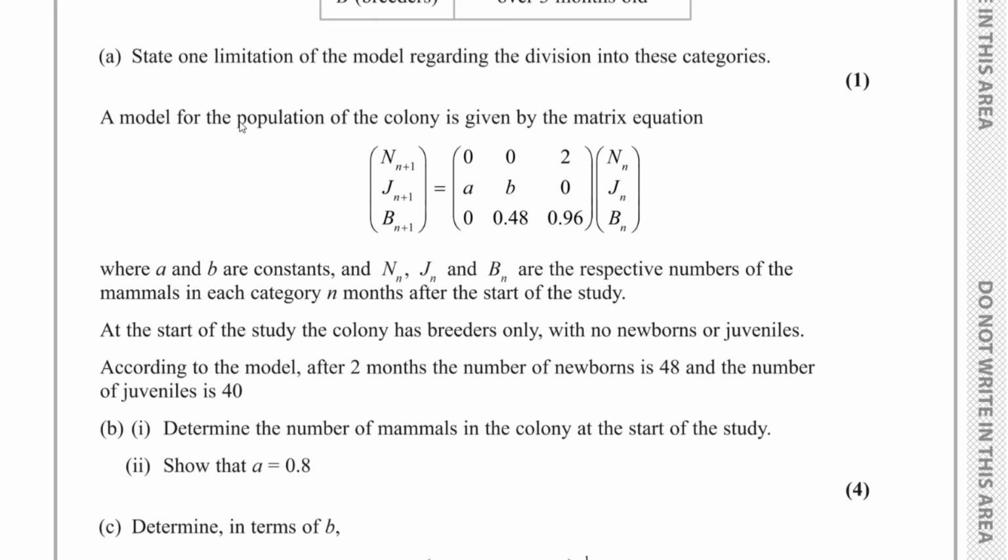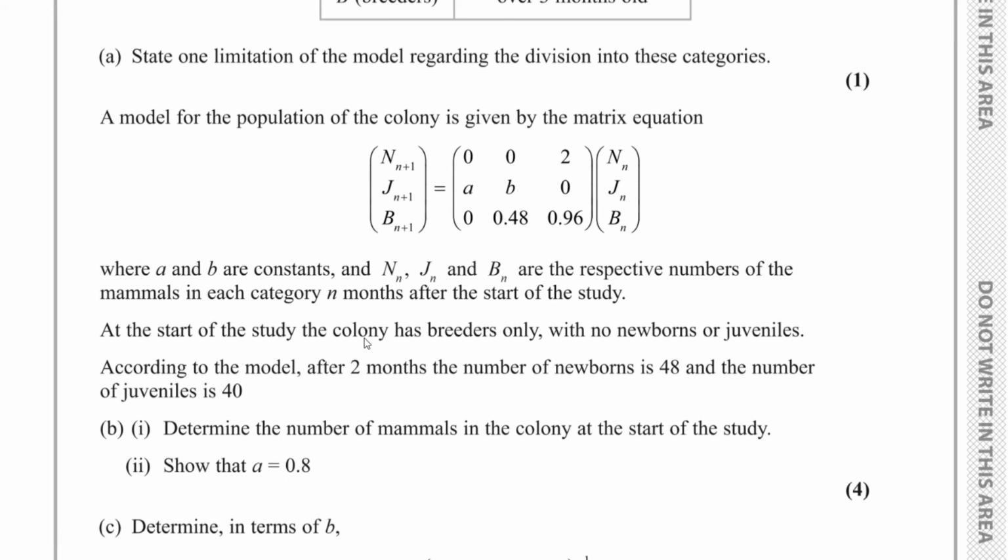A model for the population of the colony is given by the matrix equation [n_{n+1}, j_{n+1}, b_{n+1}] = [[0, 0, 2], [a, b, 0], [0, 0.48, 0.96]] multiplied by the vector [n_n, j_n, b_n]. A and b are constants, and n_n, j_n and b_n are the respective numbers of the mammals in each category n months after the start of the study.